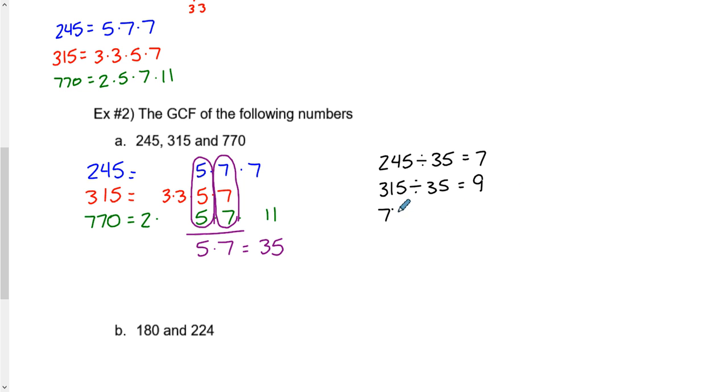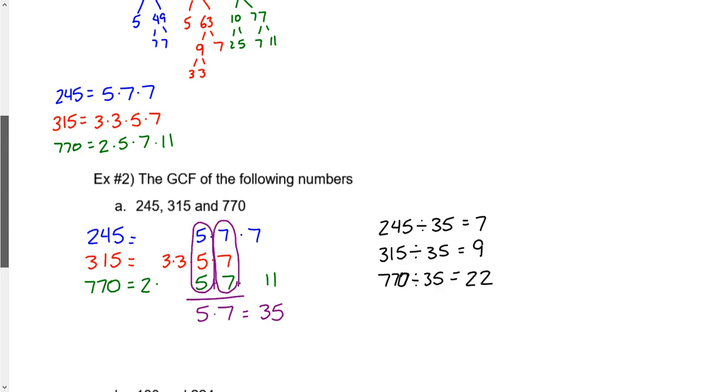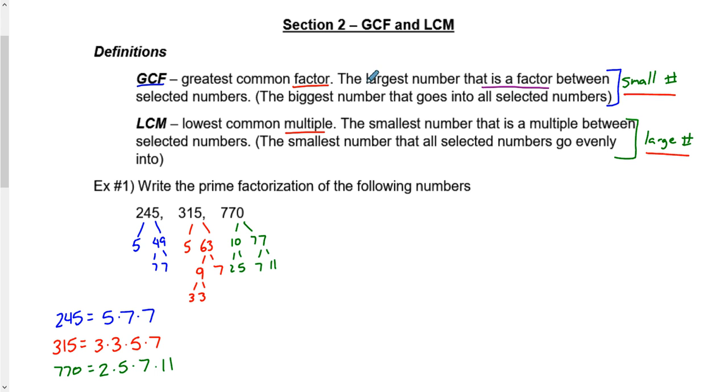I get 770, that looks like a 0, and I divide it by 35. I get 22, which is what 2 times 11 is. So we can find out exactly what remainders are when we have our greatest common factor. So again, just tie again to what the definition is. It is the largest number that is a factor between selected numbers.